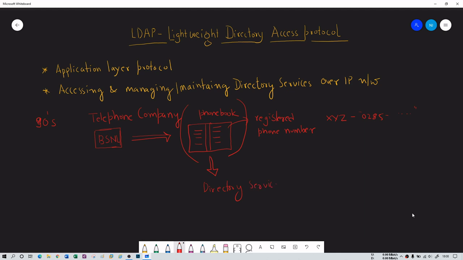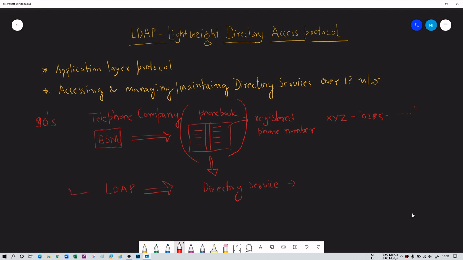And this directory service has the information about a user, phone number, country, mail, and so on, right? So I'm specifically talking about LDAP here. All right, so this is the same thing happening. All right, the predecessor of LDAP.